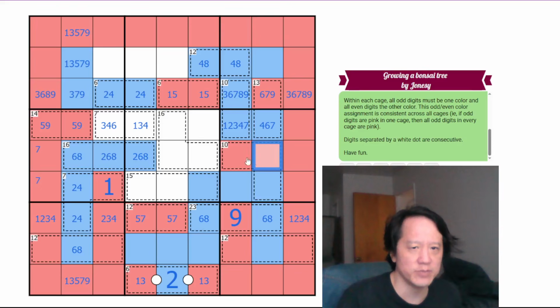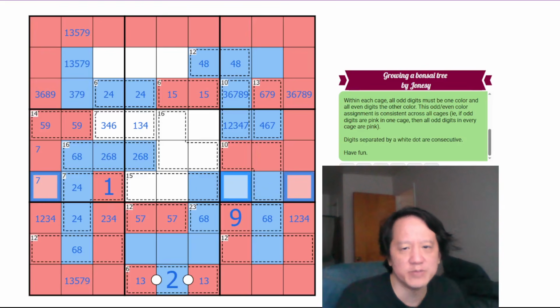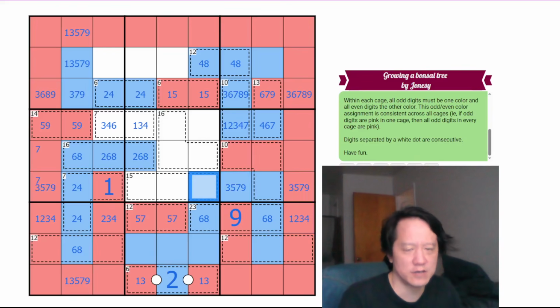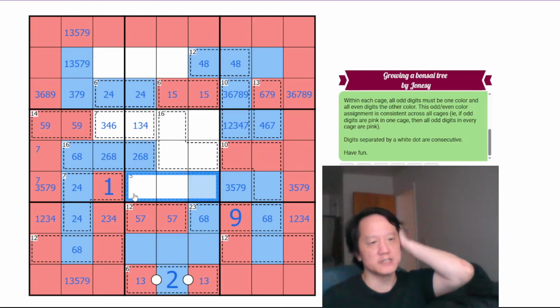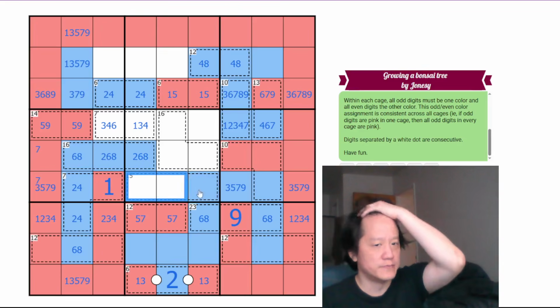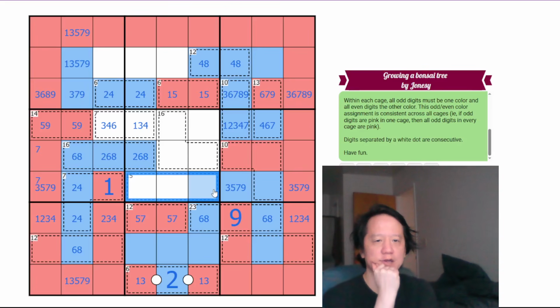This is even because it's in a cage and it's blue. That means the rest of the row has to all be odd. So this must be 3, 5, 7, or 9 there. And this is 2 evens. It cannot be 1, 6, 8 because of 1 in the row. So what can it be? To add up to 15.